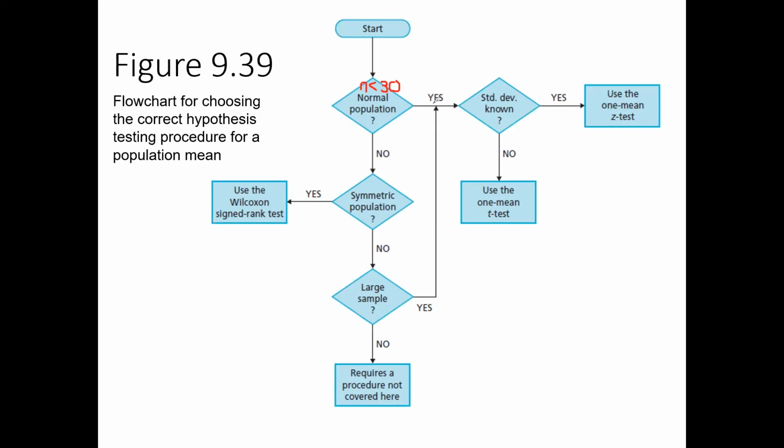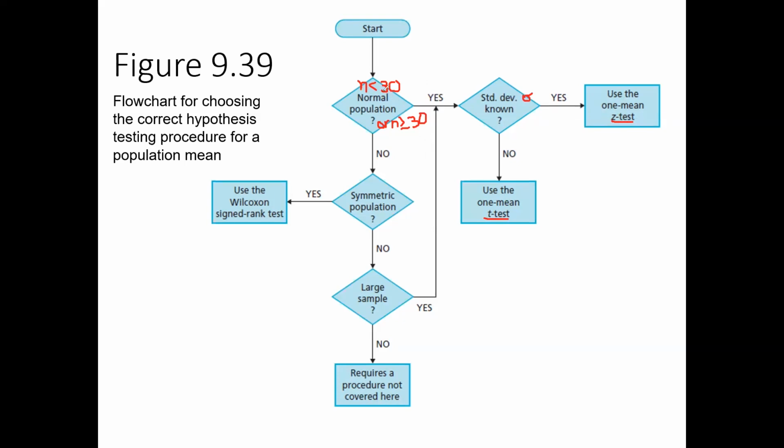But if it's a normal population and your sample size is less than 30, or you could just say or n is greater than or equal to 30, then it's about the standard deviation. Remember, this is sigma. Is sigma known? Yes, use the one mean z test. If not, we're going to use the one mean t test.